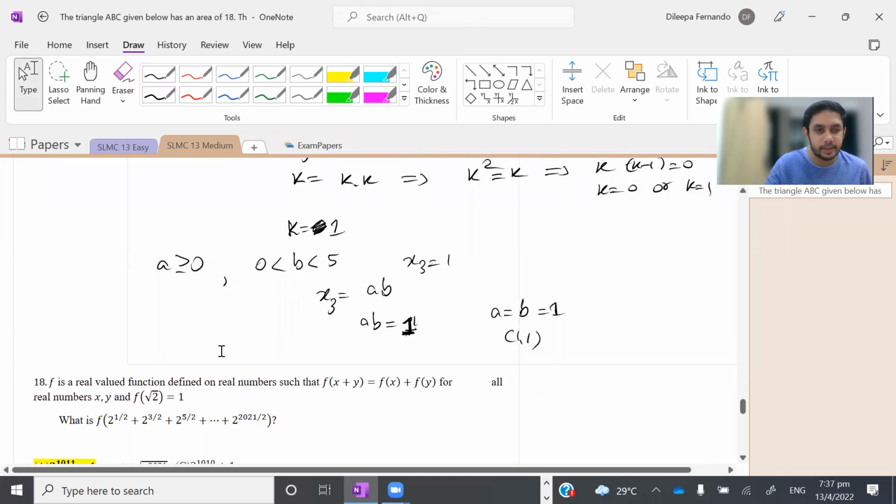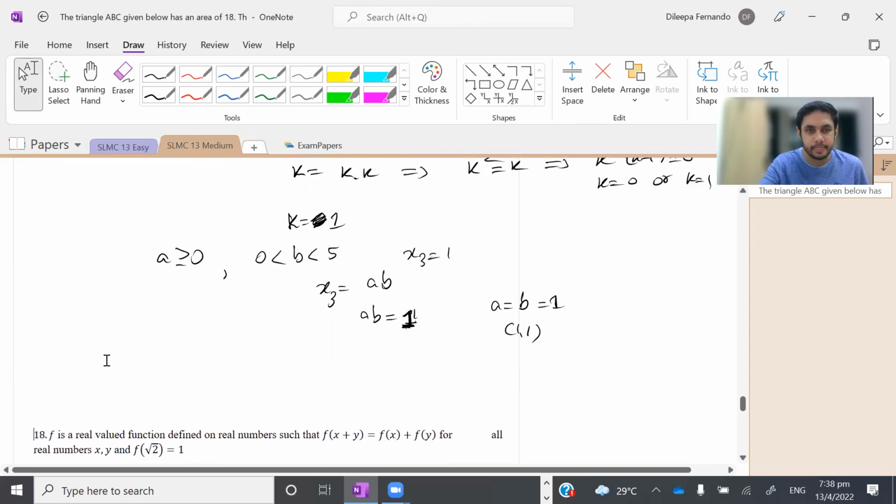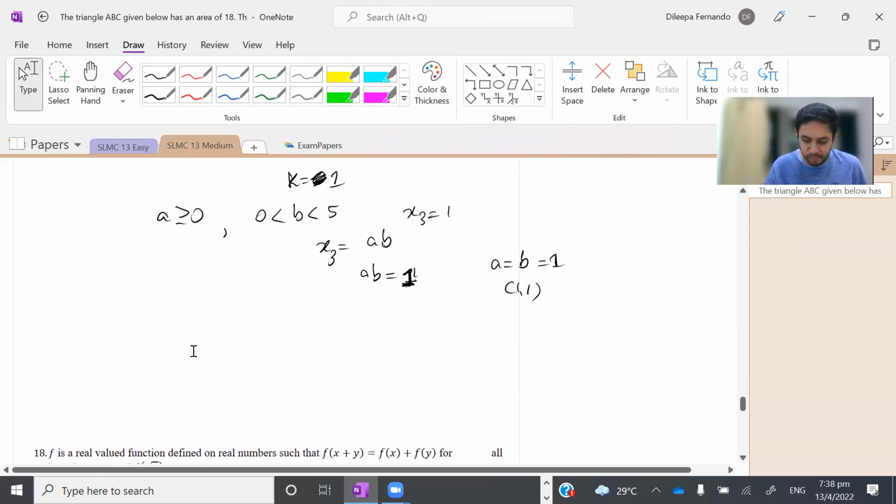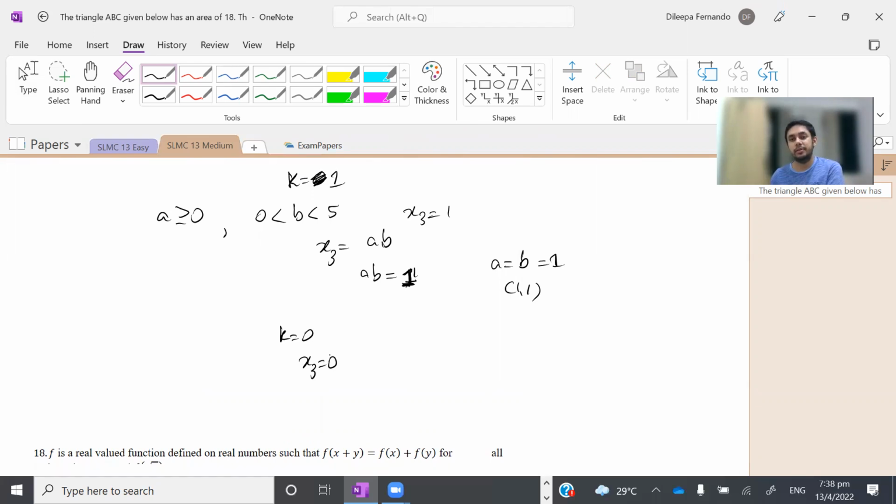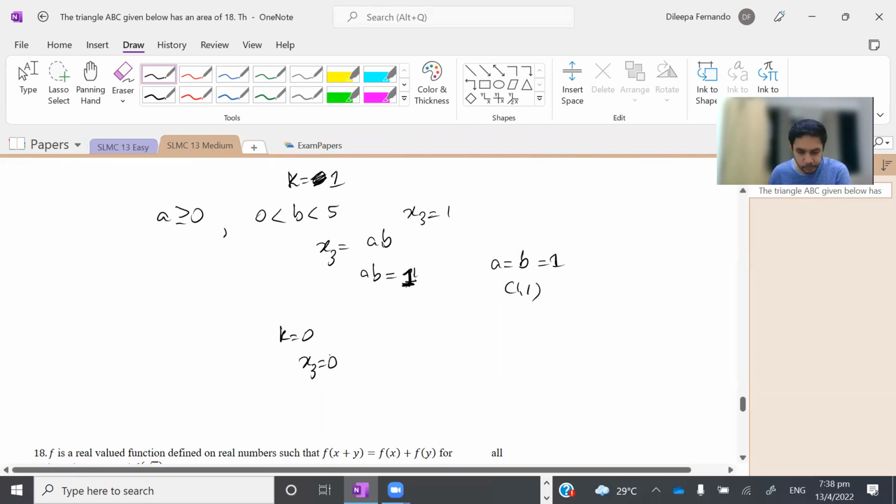Now let's check the other answer. Let's say k equals 0, x3 equals 0. Why are we using x3? Because that is the direct use of a and b. After that, a and b are not used. So we must start from x3 to find the values for ab. So x3 is 0, ab is 0.